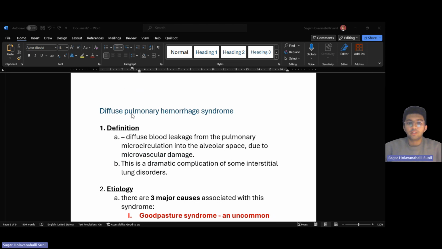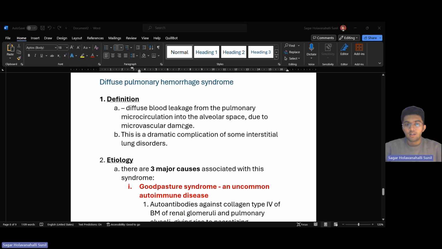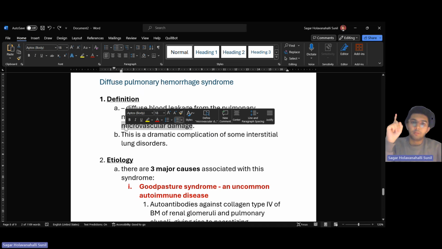So we have diffuse pulmonary hemorrhage syndrome. Basically, it's blood leakage from the pulmonary microcirculation into the alveolar space. Why could this happen? Mainly due to microvascular damage. This can actually be seen in pulmonary edema. If you guys have watched my video on pulmonary edema, I stress this a lot.